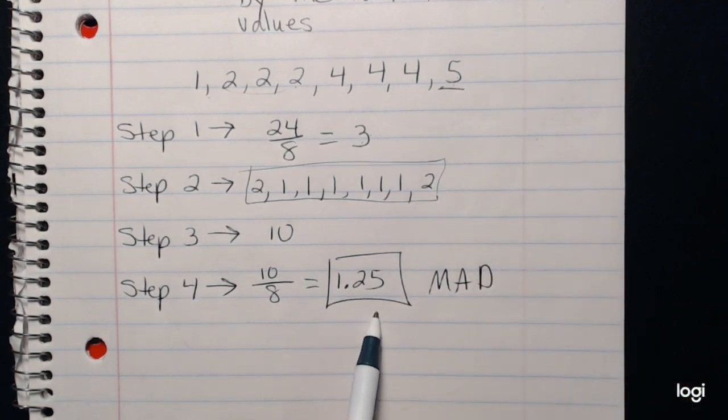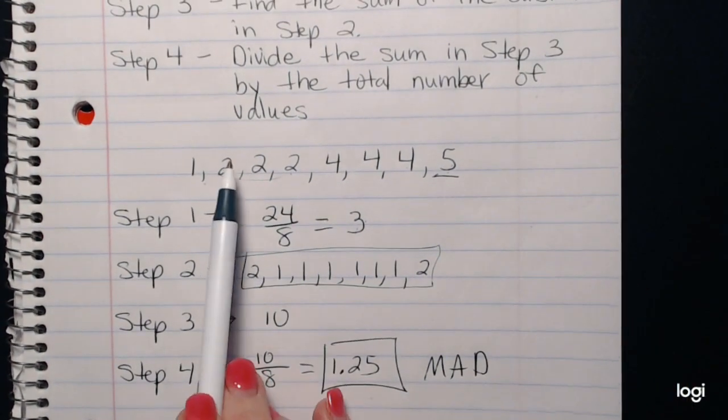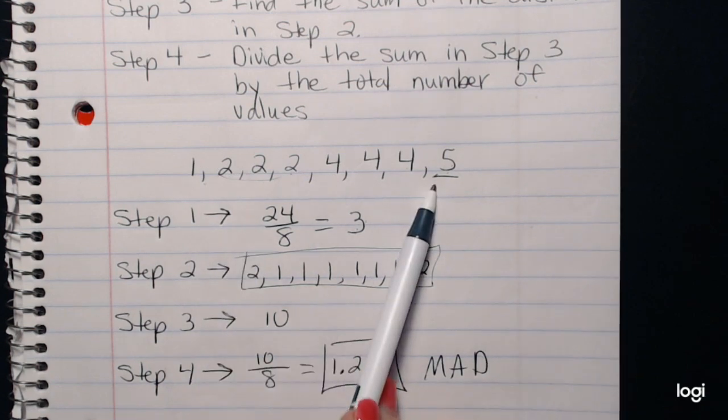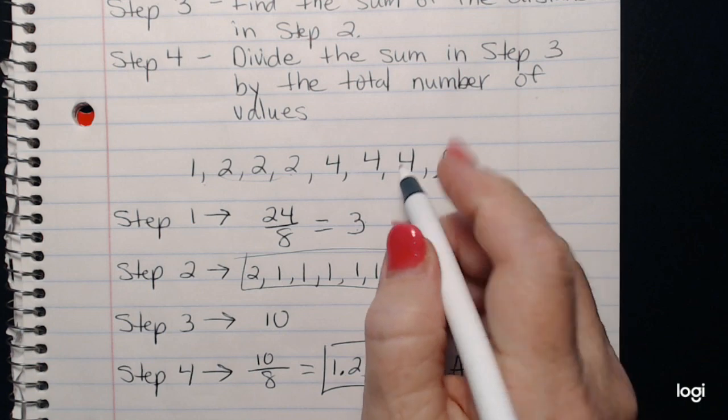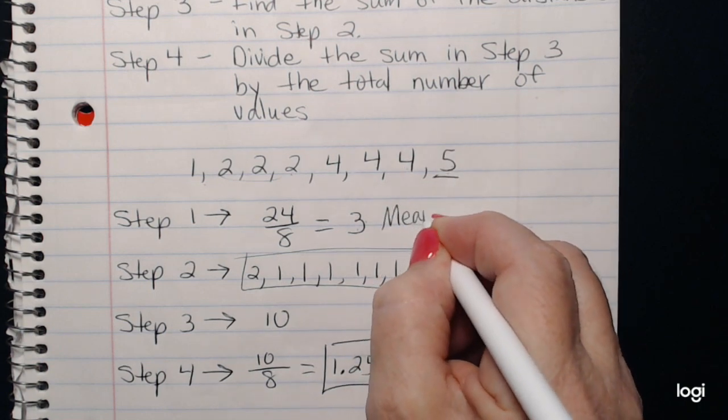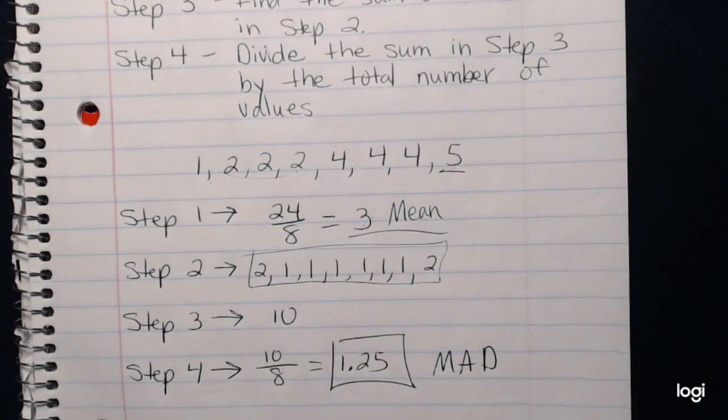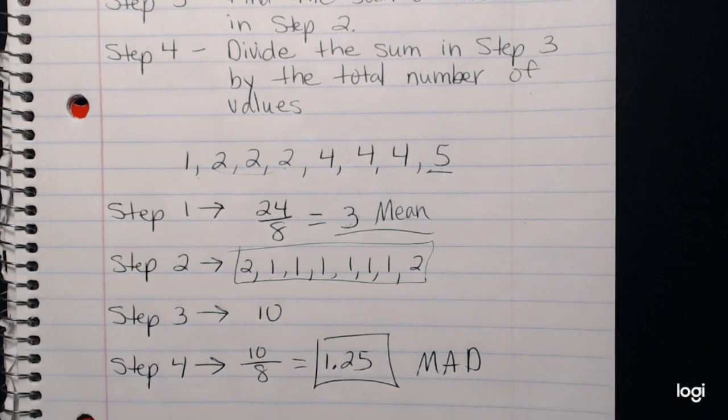Remember, my MAD tells me that my numbers that I originally started with are about 1.25 away from the actual mean, which was 3. All right, we're going to actually do a lot more practice with this, but make sure you have these steps with you so you will be ready to work in class.